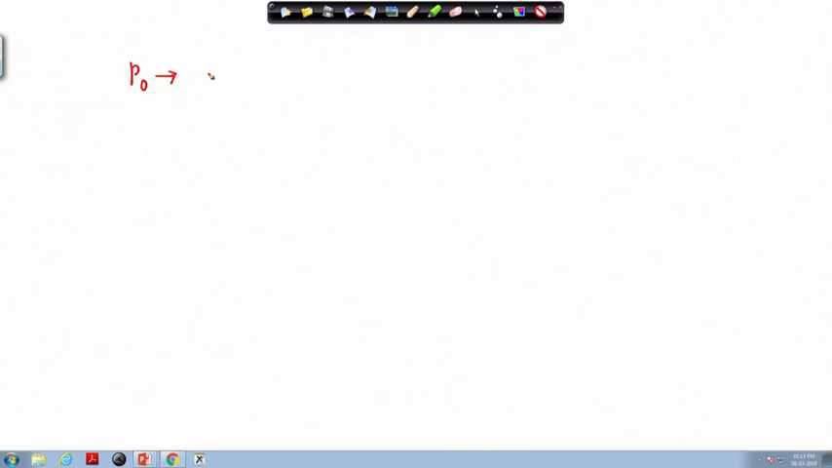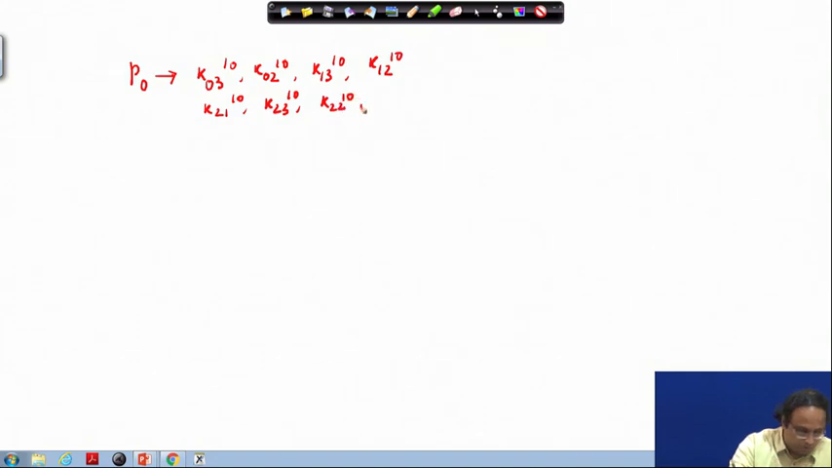So I will write for the remaining three bytes the key bytes involved. For example, for p0 we have k03 10, k02 10, k13 10 and k12 10, and k21 10, k23 10, k22 10, followed by k30 10, k33 10 and k32 10.